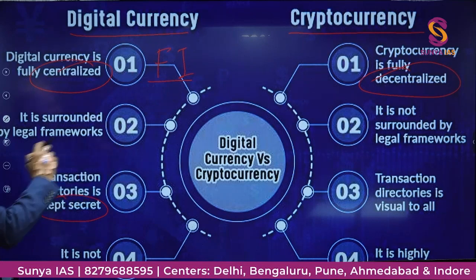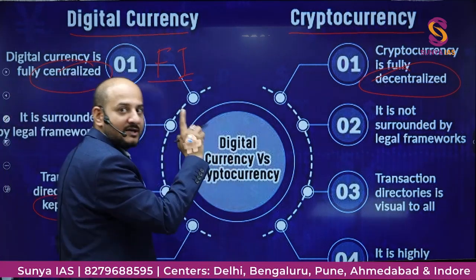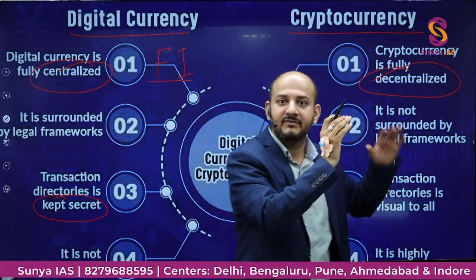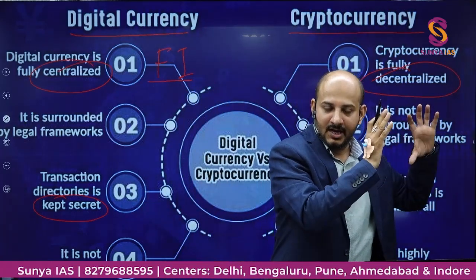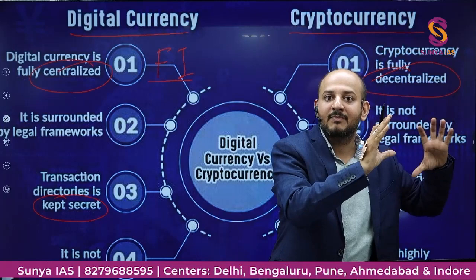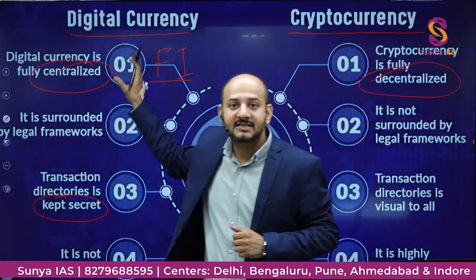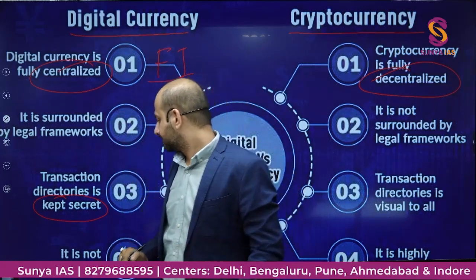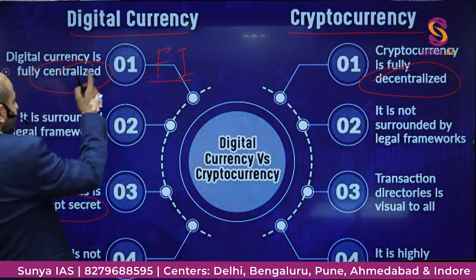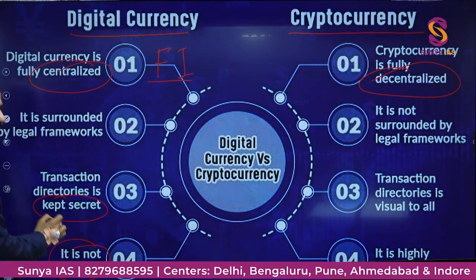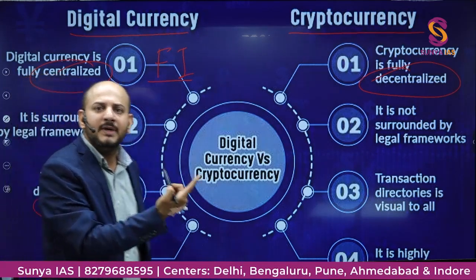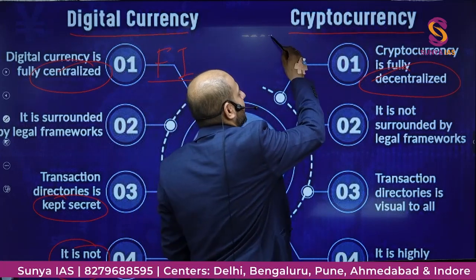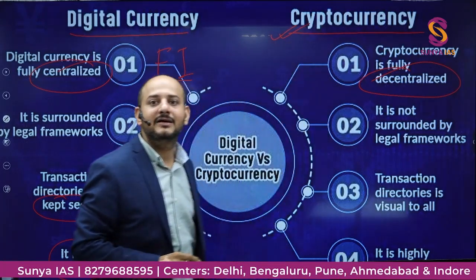Hence, the transaction directory is visible to all. Don't get confused in the exam. In cryptocurrency, transaction directories are available to be seen by every person, whereas in digital currency, the directories are not available to all the parties. Digital currencies are not encrypted. Basically, it's a conversion of rupee into digital wallets. Whereas cryptocurrencies are highly encrypted. Got it?